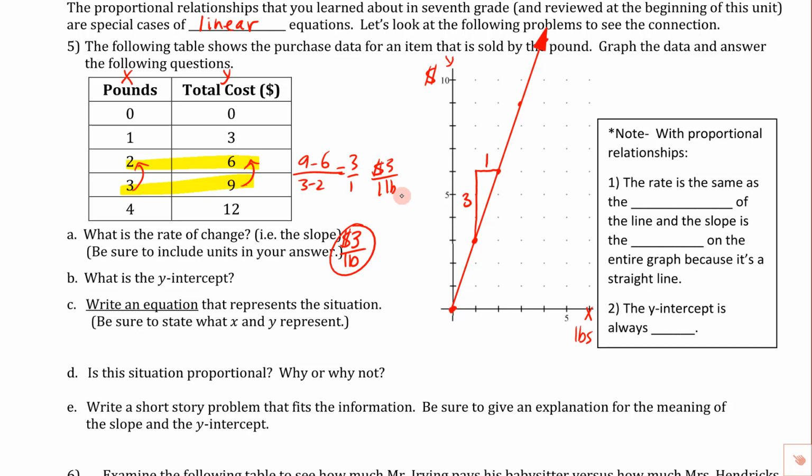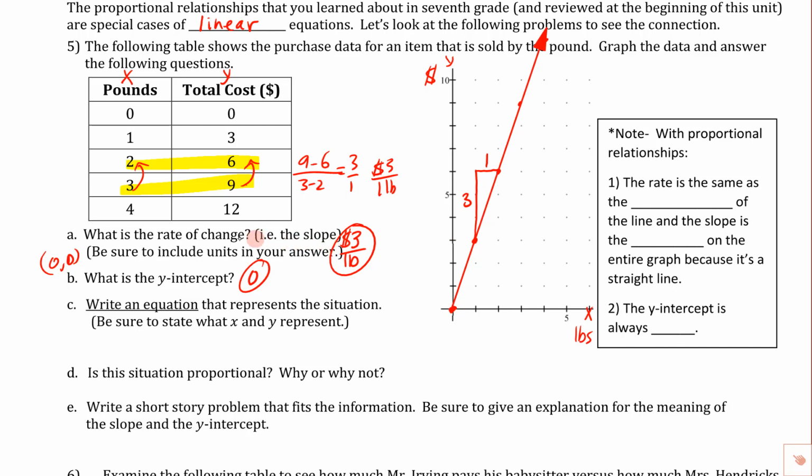We're all set to go. And then it says, what is the y-intercept? Well, the y-intercept is 0. Okay, now when we say y-intercept, we don't need to put 0, 0. 0, 0 is the particular point, but when we say y-intercept, all we need is just that one particular value. Where does it cross the y-axis? It crosses the y-axis at 0.